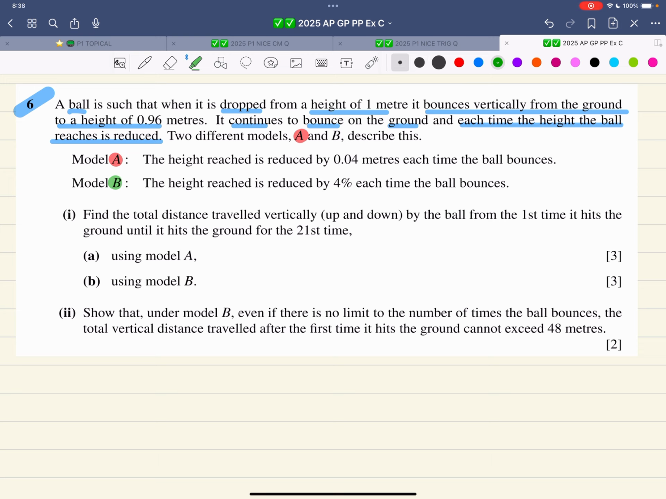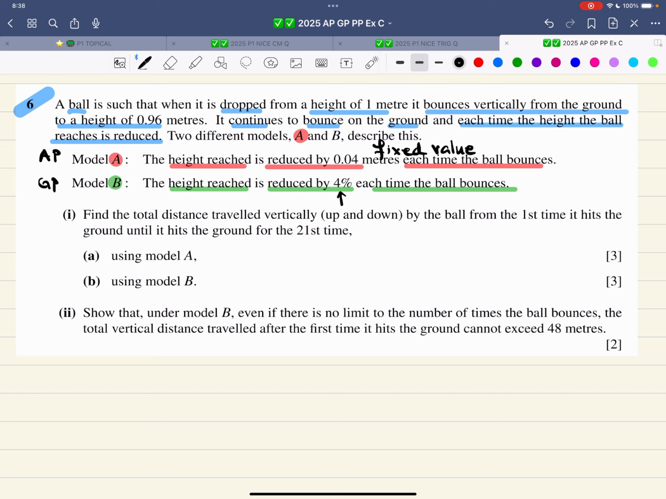So now what's in model A? The height reached is reduced by 0.04 meters each time the ball bounces. And what is model B? The height reached is reduced by 4% each time the ball bounces. That means you must have realized it by now. The first model is AP because it is a fixed value that is being decreased. And the second one is GP because it is decreasing by a fixed percentage. So one is AP, one is GP.